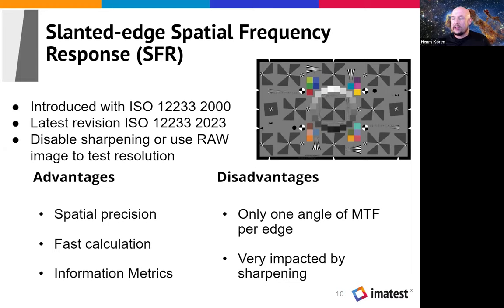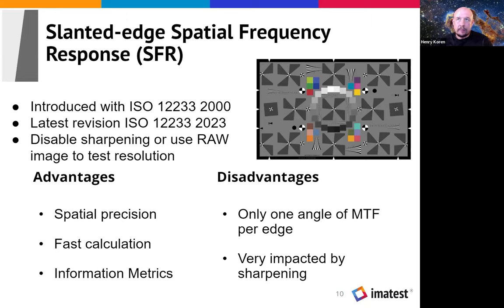In order to use slanted edges, if you care about the underlying optomechanics of your system, you want to have your sharpening turned off. Otherwise, the metrics produced from the slanted edge can be exaggerated. Ideally, you'll test using a raw image. If you're more concerned about the end processed image, then you can measure what the perceived image quality is. Sometimes, if the processing is extreme, then some of the metrics can get pushed to very, very high values and may not be as repeatable as you would want them to be.